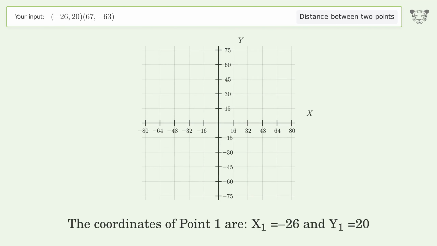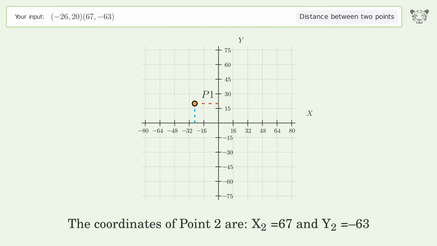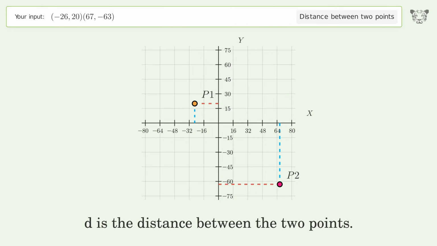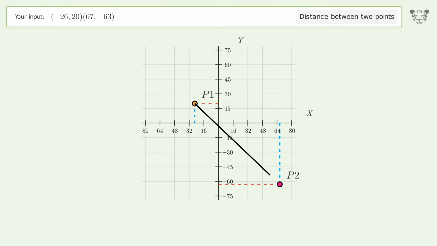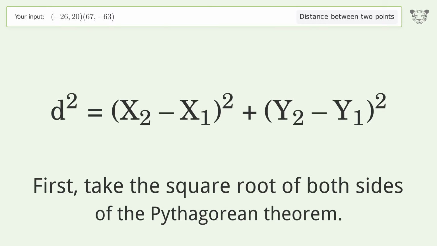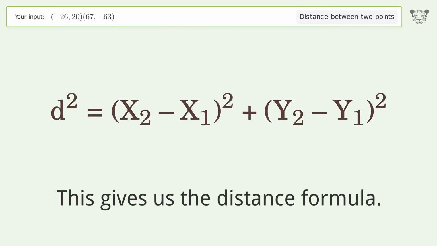The coordinates of point 1 are x1 equals -26 and y1 equals 20. The coordinates of point 2 are x2 equals 67 and y2 equals -63. D is the distance between the 2 points. First, take the square root of both sides of the Pythagorean theorem. This gives us the distance formula.